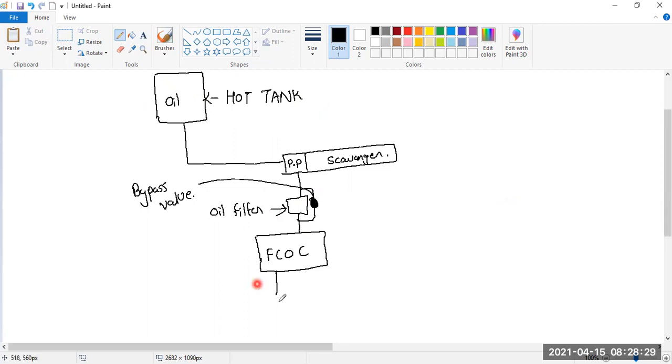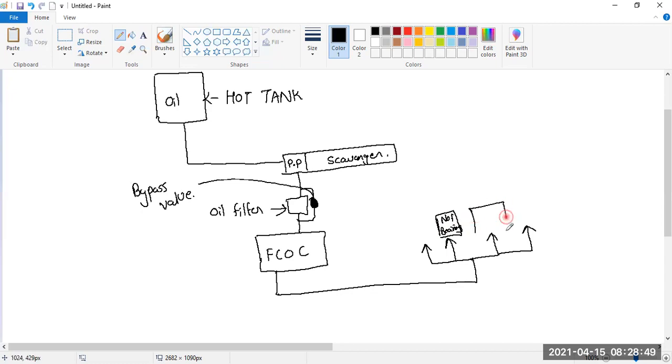Now this cool oil comes and gets divided into different branches. Let us say 1, 2. We'll just draw 4 branches. There are actually 5 branches, but I'm just drawing 4 branches for understanding purposes. The first branch is the number 1 bearing. This is number 2 bearing, number 3 bearing. So all the bearings are lubricated, as well as the accessory gearbox has to be lubricated.